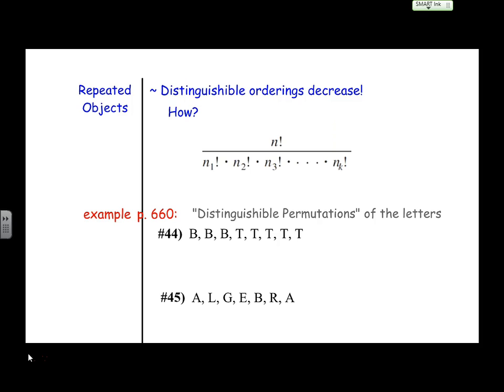But how can we do that with the permutation? Because the permutation says, no big deal, count up your letters as you guys are writing. 1, 2, 3, 4, 5, 6, 7, 8. The B's and the T's, there are 8 letters total.